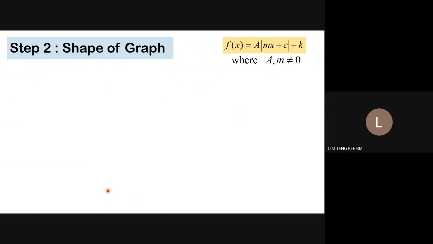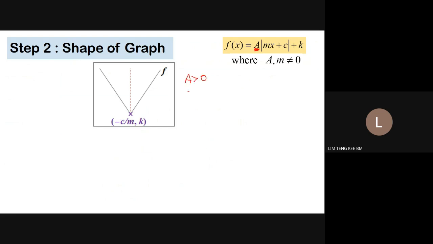Next, we want to determine the shape of the graph. Basically, we have two types of shapes, and you need to remember the first one as a guideline. The rest can simply be derived from the first one. This first one is obtained when your a, the constant that multiplies with your modulus, is greater than 0. In other words, this implies I have a positive modulus.